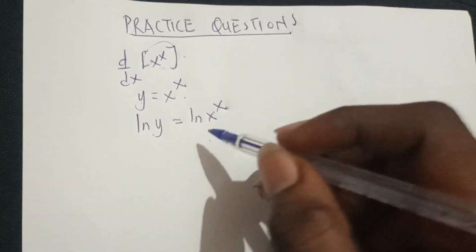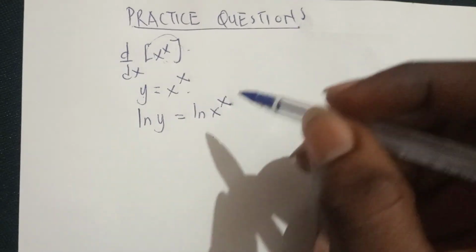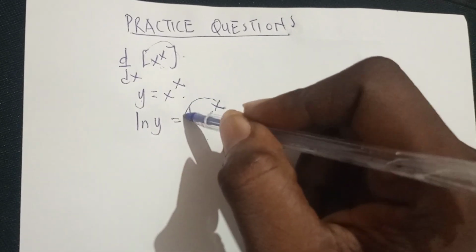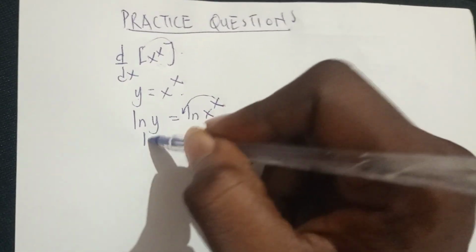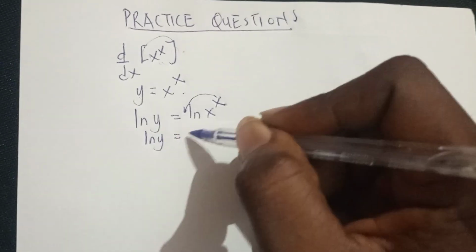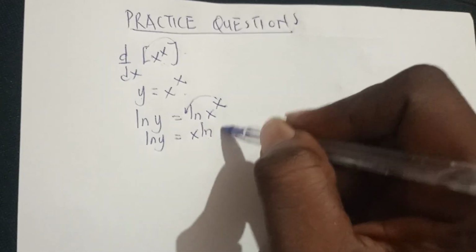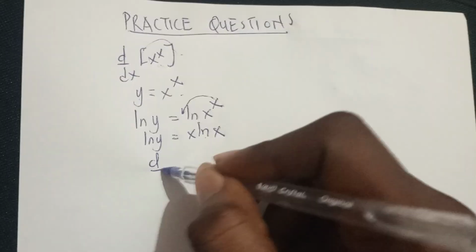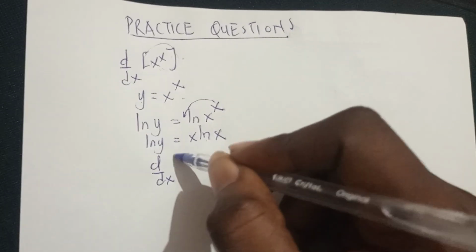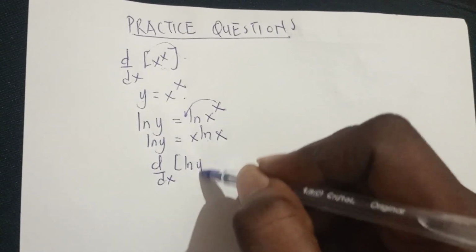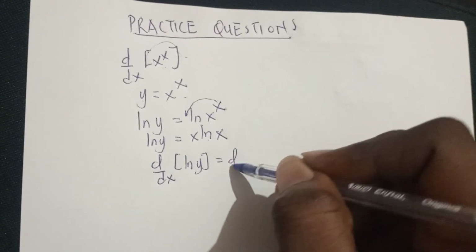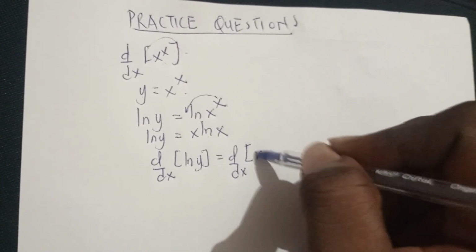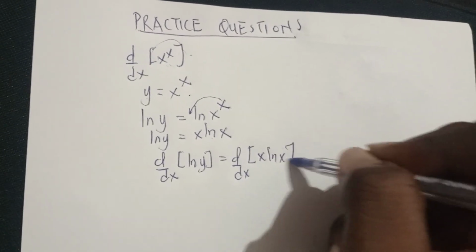Now the next thing I have to do is obey the laws of logarithm. If you have a power here, it's going to come in front. So that is going to be natural log of y is equal to x natural log of x. From here, you can differentiate both sides. d/dx of natural log of y is equal to d/dx of x natural log of x.